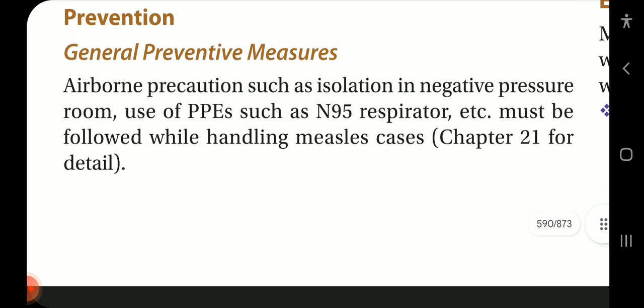Prevention. General preventive measures, airborne precautions such as isolation in a negative pressure room, use of PPEs such as N95 respirator, etc. must be followed while handling measles cases.